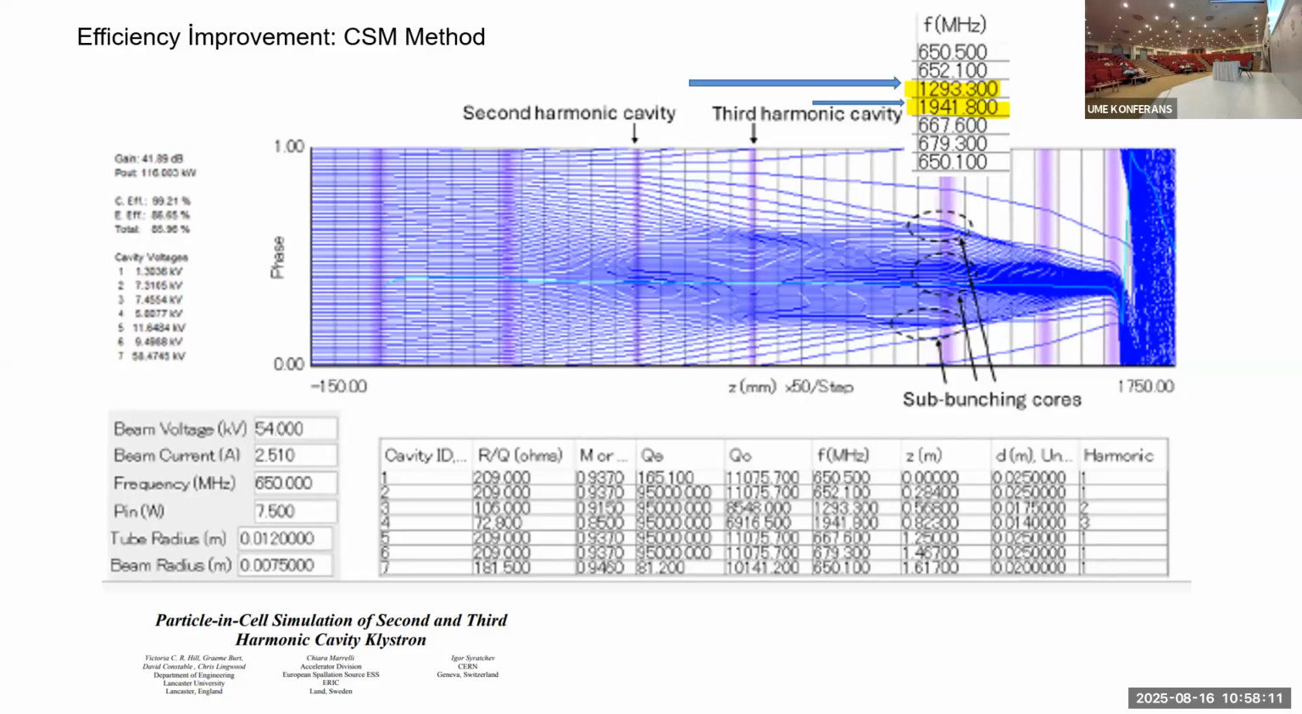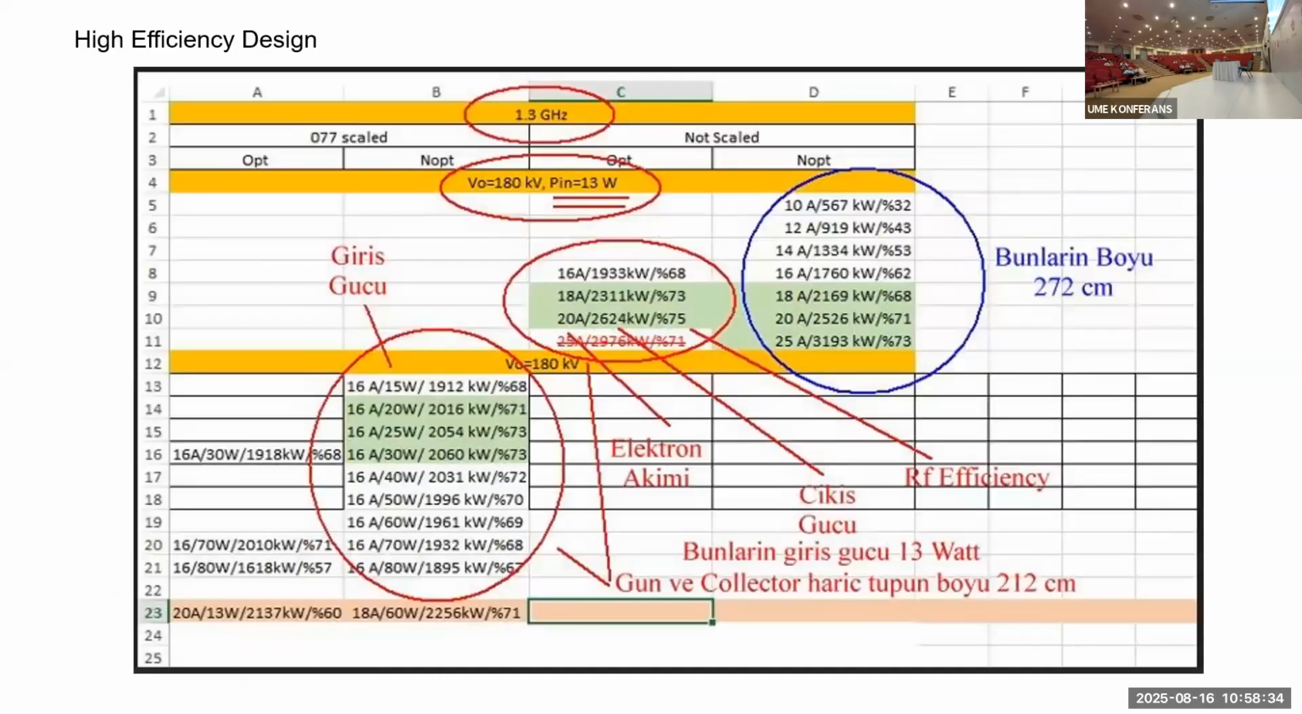Is there an output power? Anybody sees the output power in here? No. Efficiency is about 86. Yeah, 86.